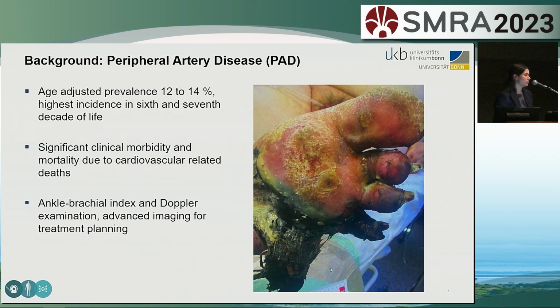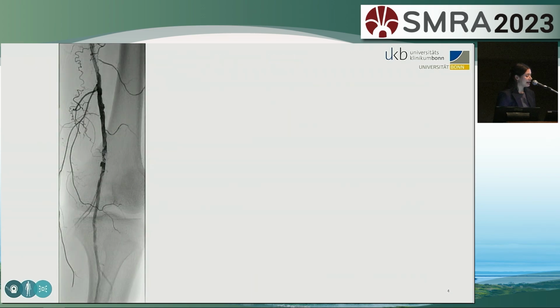Symptomatic patients usually undergo ABI assessment and Doppler examination, and if a vascular intervention is necessary, of course it's beneficial to obtain advanced imaging for treatment planning of the lower extremities. As my previous speakers mentioned, we have DSA, which is the gold standard in the assessment of stenosis, occlusion, and collateral flow. It's invasive and, of course, can be diagnostic and therapeutic at the same time.